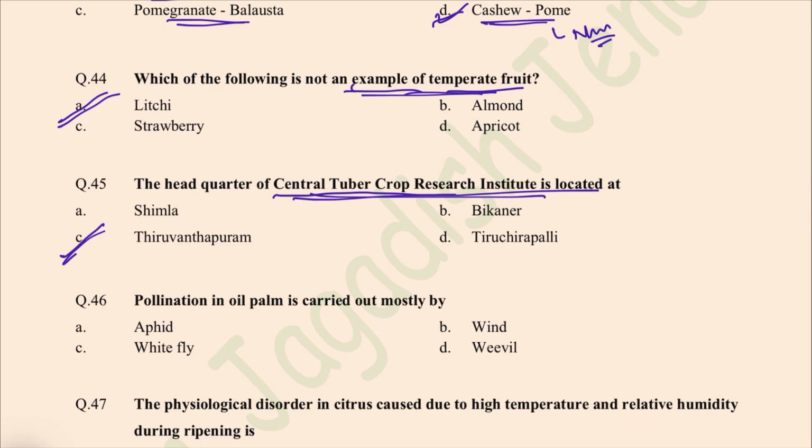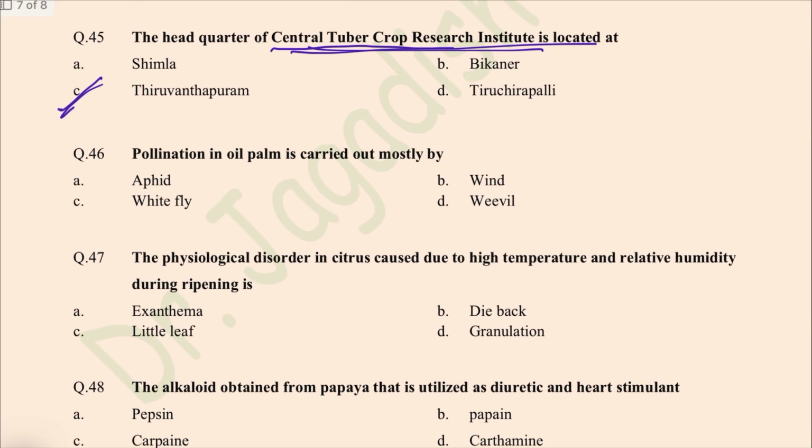Next question. Pollination in oil palm is carried out mostly by weevils. Oil palm, scientific name Elaeis guineensis, is naturally cross pollinated. While wind does play a role, the introduction of the oil palm weevil, Elaeidobius kamerunicus, in commercial plantations has made it the single most effective pollinating agent, significantly increasing yield through improved fruit set.